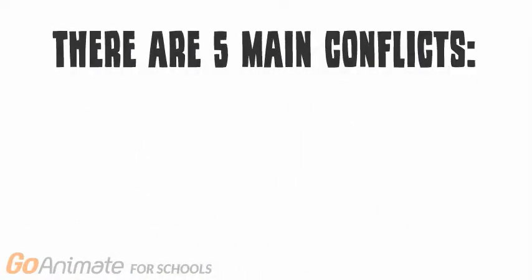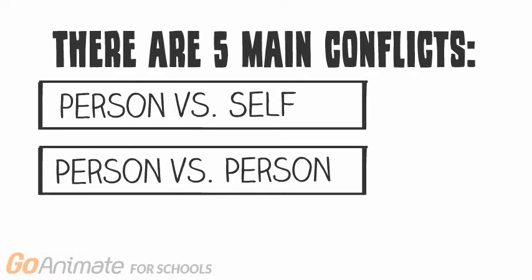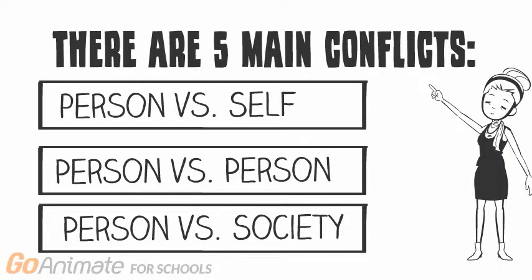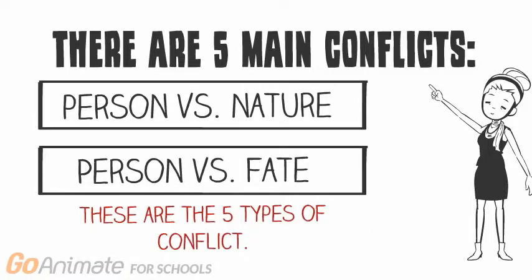There are 5 main conflicts. Person versus self, person versus person, person versus society. The last 2 kinds of conflict are person versus nature and person versus fate. These are the 5 types of conflict.